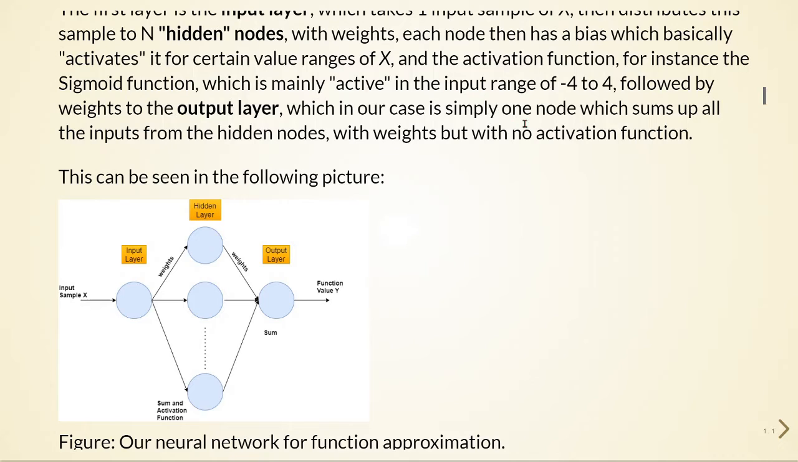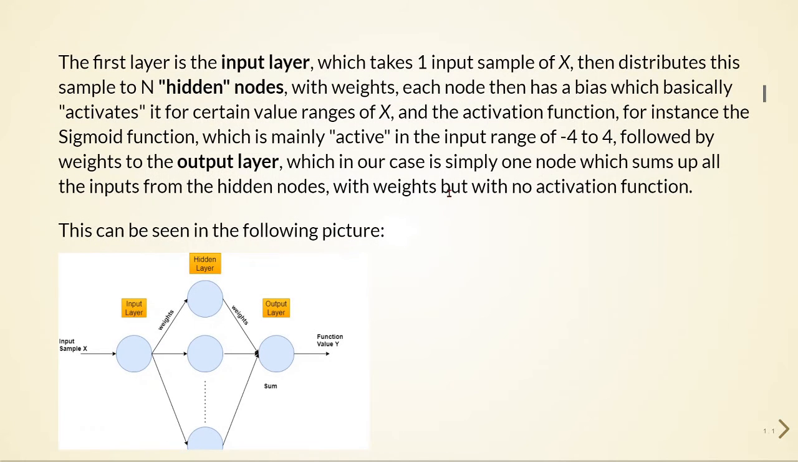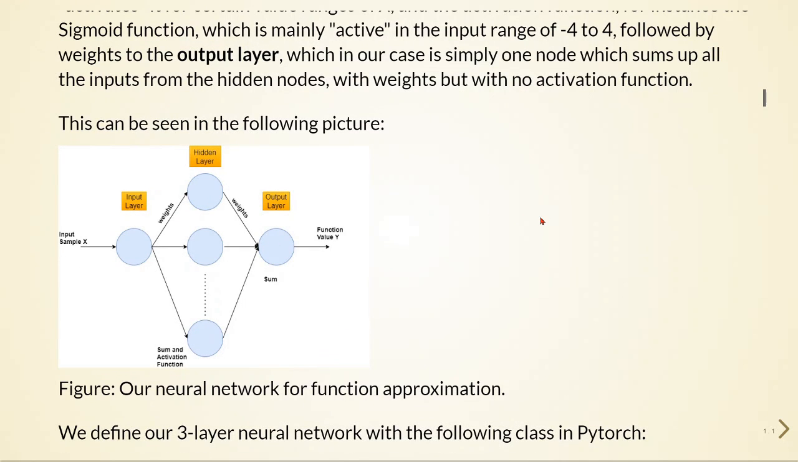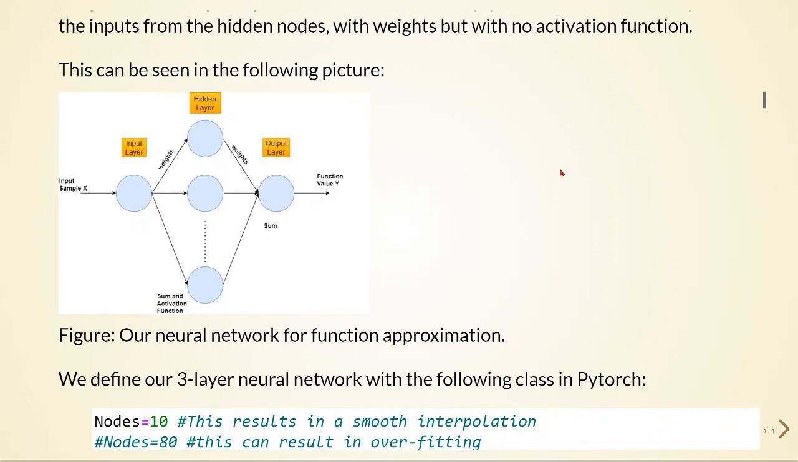We can see the structure of this network in this picture here. So we have our input sample, we have our input layer that will take this input sample and then distribute it to N hidden nodes with weights, and each node will have a bias and activation function, and then they will be followed by the output layer that in our case just will add all the inputs from the hidden nodes with weights but without any activation function.